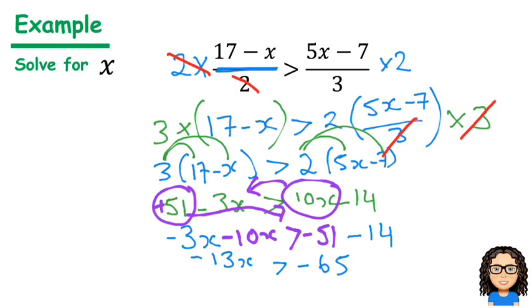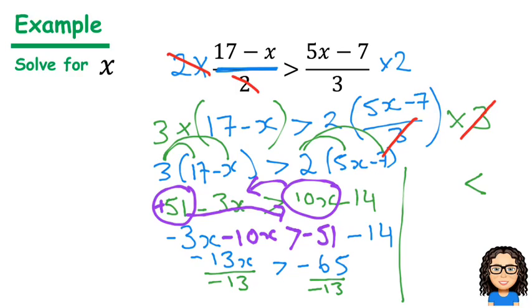I want to get rid of this negative 13 in front of the x. So I need to divide both sides by negative 13. And this is when my alarm bell starts going off. I'm dividing by a negative number. As soon as I do that, the sign will change. So the sign, greater than, is now going to change to less than.